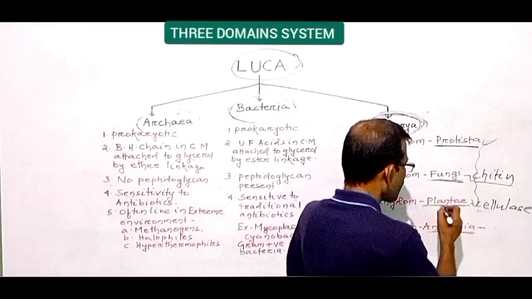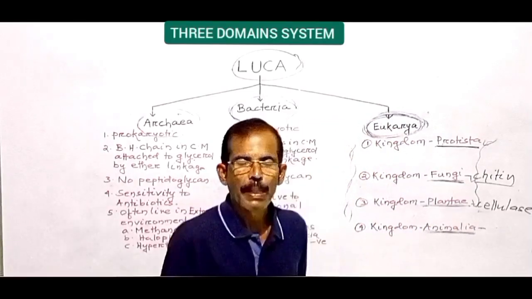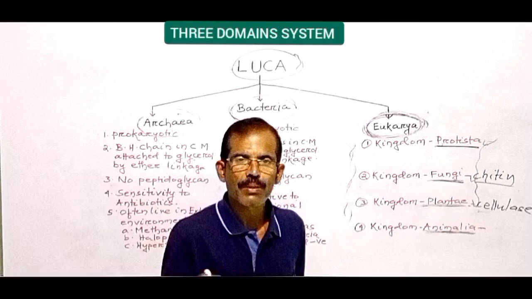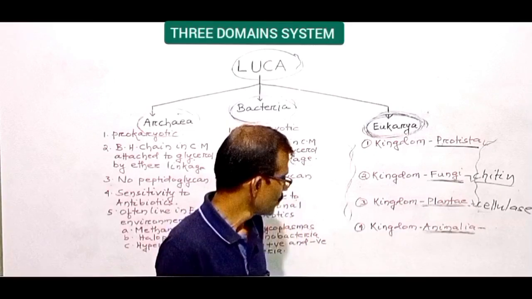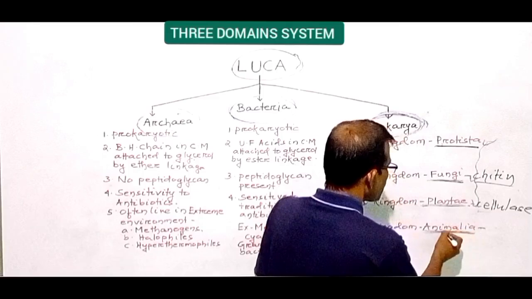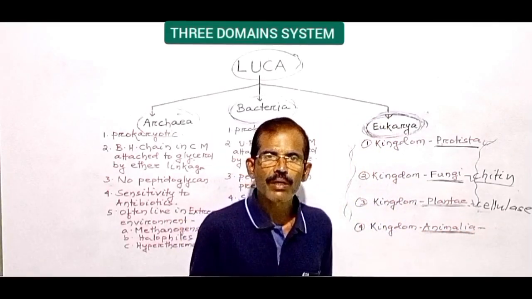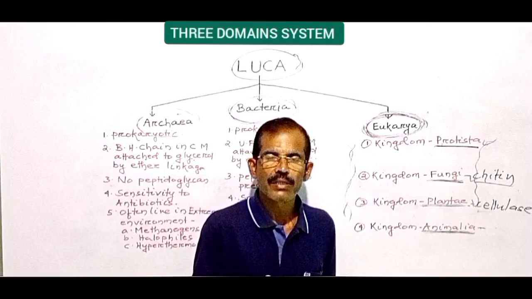Third kingdom is plantae, which includes all flowering plants. Plant cell wall consists mainly of cellulose. Last kingdom is animalia that includes all types of animals. Animal cells are characterized by the absence of cell wall.